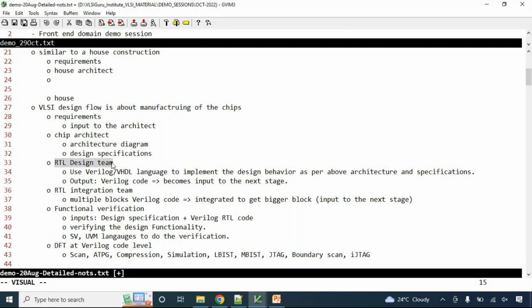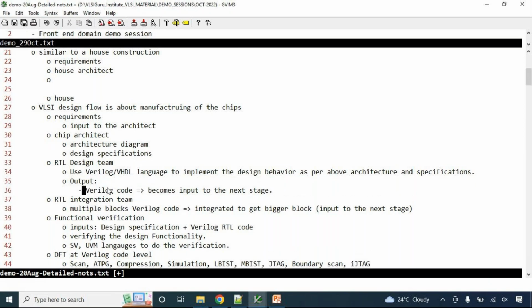What do they do? They will use Verilog or VHDL language to implement the design behavior. Understand? They will use a language to implement the design behavior as per the architecture and specification. Whatever has been provided here, the diagram and specification, they will develop Verilog code like that. So what is the output of this stage? A Verilog code, which functions like our design.